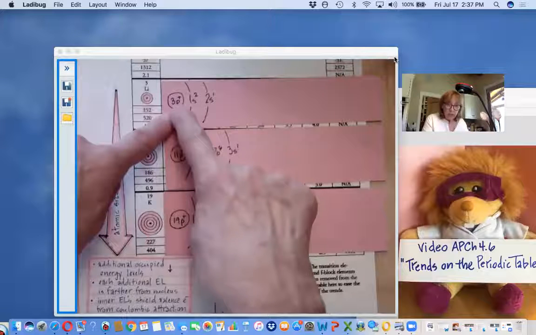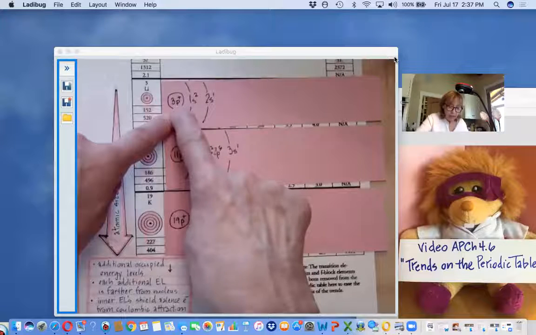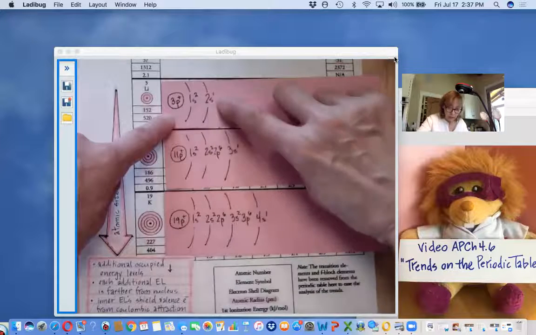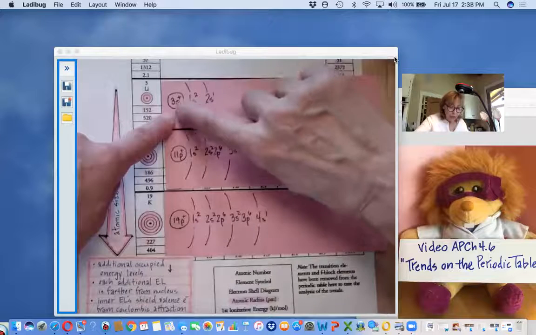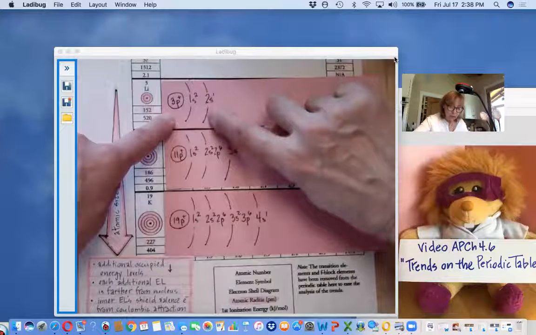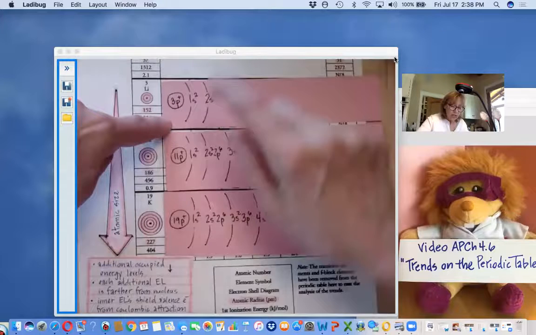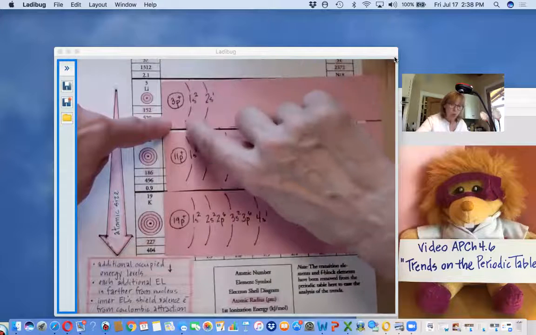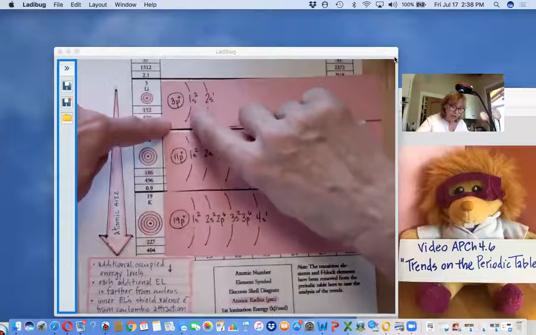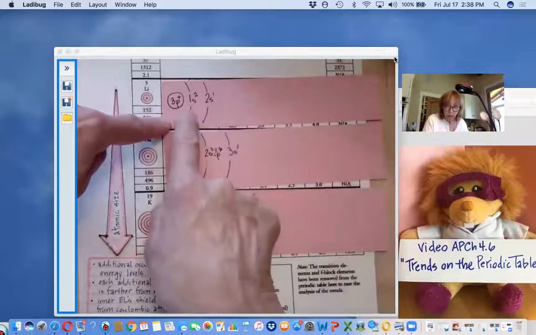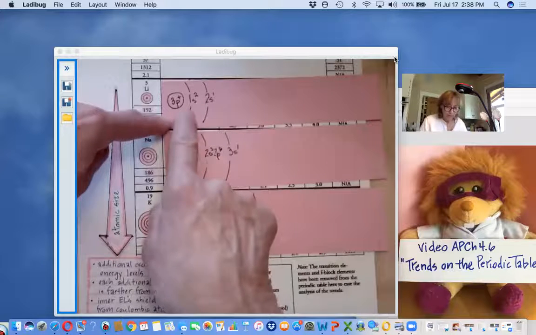In lithium, these 3 protons have a Coulombic attraction for all of the electrons, but it's their pull on the valence electrons that really determines the radius or the size of the atom. The electrons here in the core, in the inner energy levels, are doing a little bit of blocking or shielding.